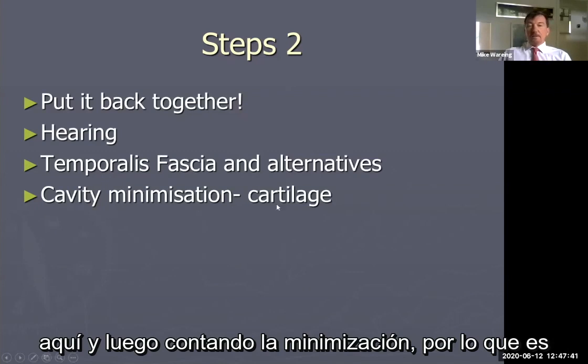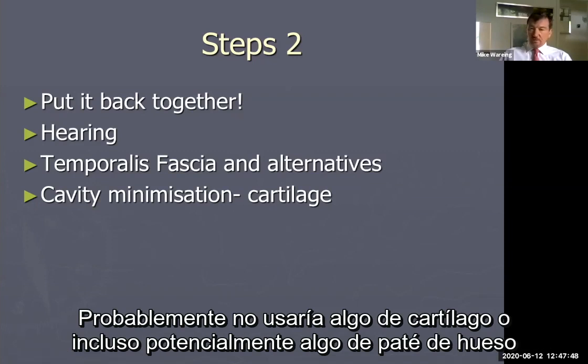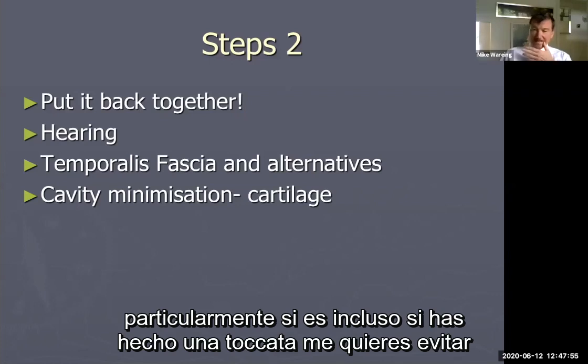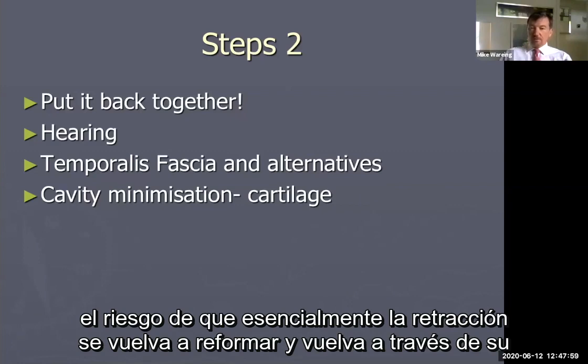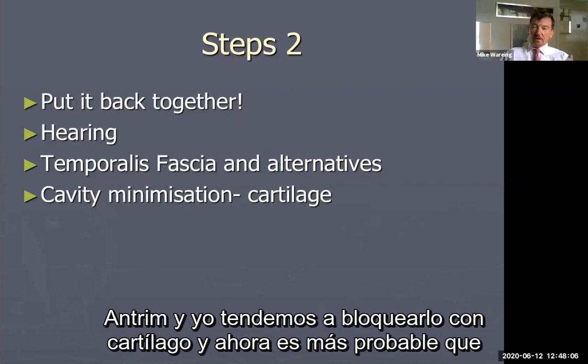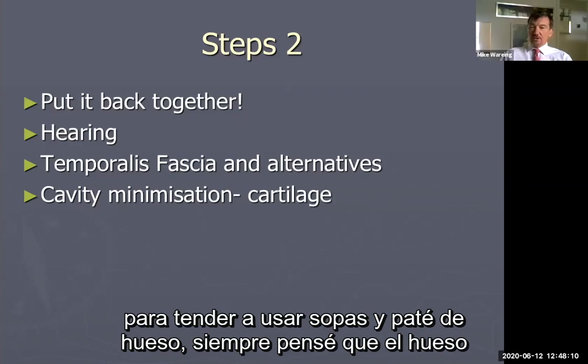And then cavity minimization. So it's rare that I wouldn't use some cartilage or even potentially some bone pate. Particularly even if you've done an atticotomy, you want to avoid the risk of essentially the retraction reforming and it going back through your antrum. And I would tend to block that up with cartilage. And now I'm more likely to tend to use some bone pate as well.